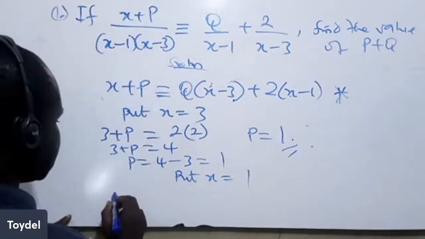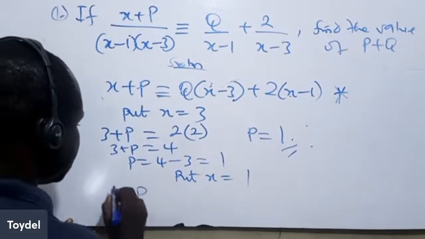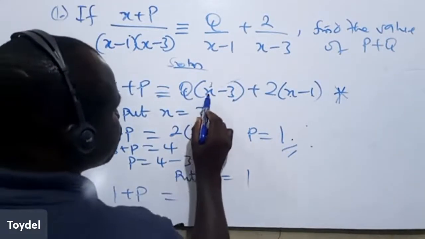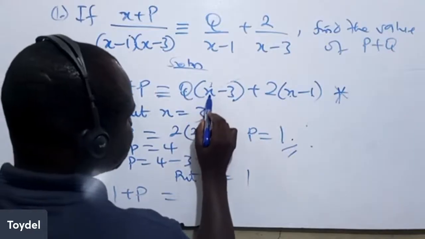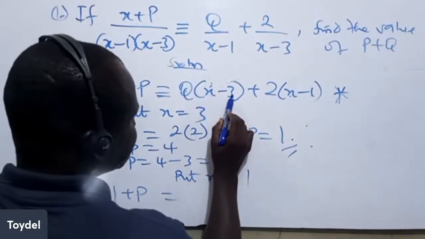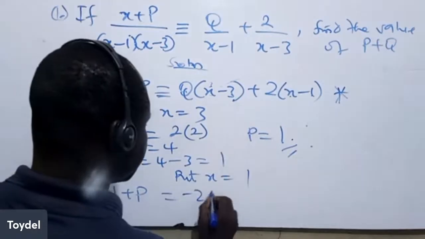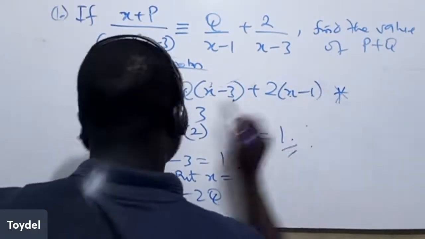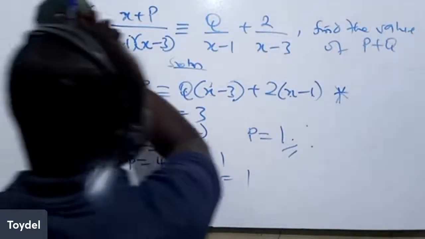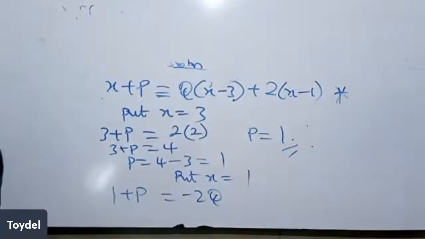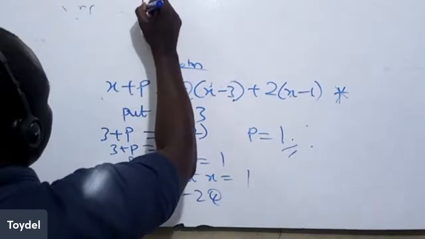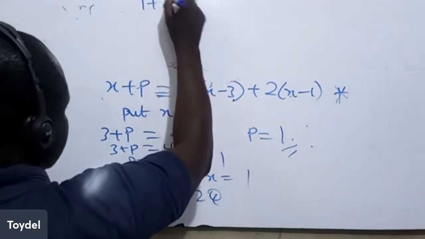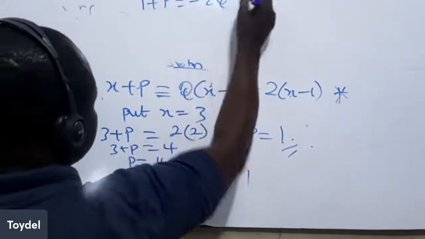That is, I'm going to get 1 plus p to be equal to... If I put x equal to 1 here, 1 minus 3, that's minus 2. Minus 2 times q, that will be minus 2q. Then if x equal to 1 here, 1 minus 1 is 0. This part will vanish. Then at the end of the day, I will get 1 minus p and 1 plus p to be equal to minus 2q.